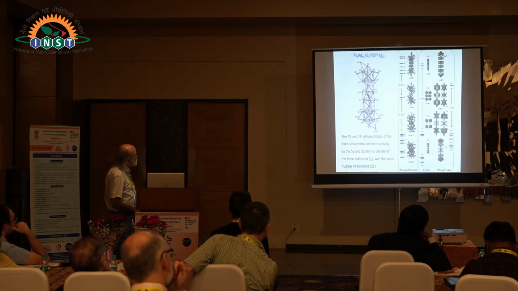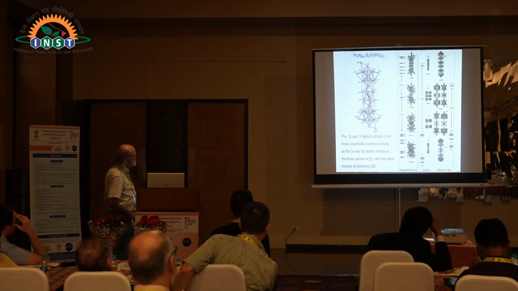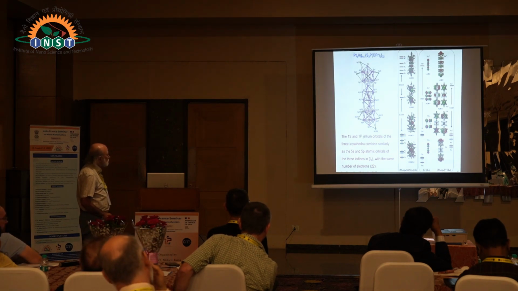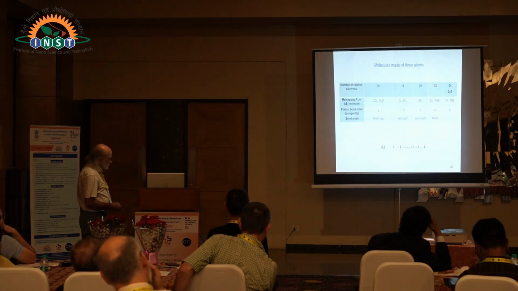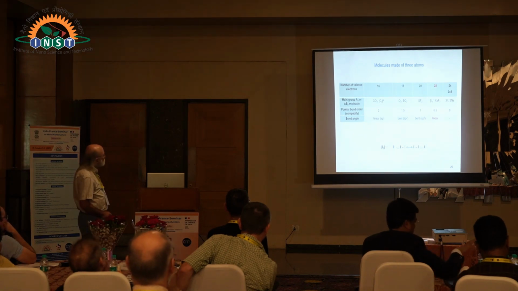When you calculate the whole cluster with its protecting shell, the symmetry is highly reduced, of course, but we have the same correspondence, believe me. So the 1s and 1p superatomic orbitals of the 3 icosahedra combine similarly as the 5s and 5p atomic orbitals of iodine in I3 minus with the same number of electrons. So it made us think that maybe there are other systems that we could predict in the literature.